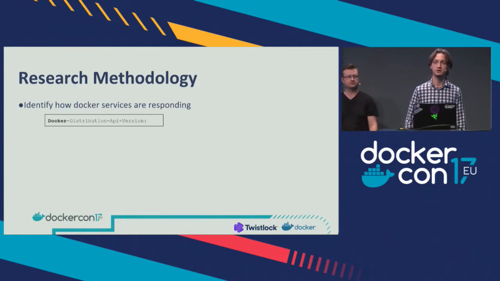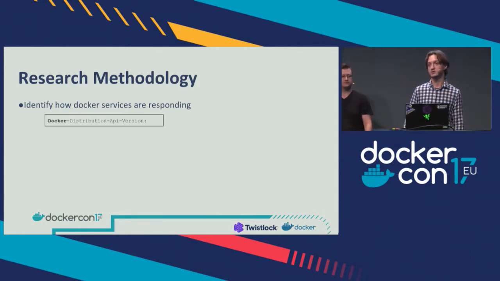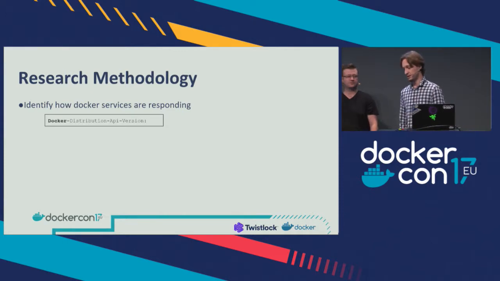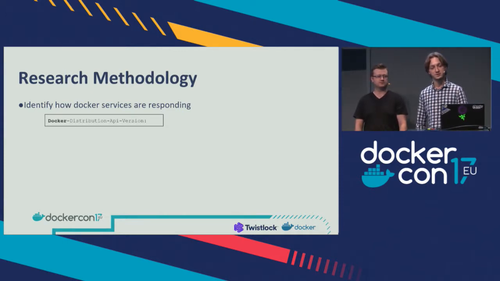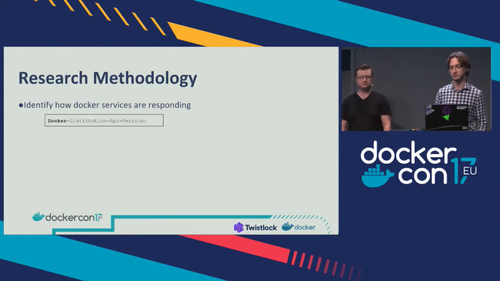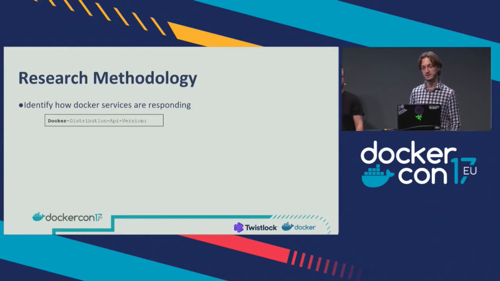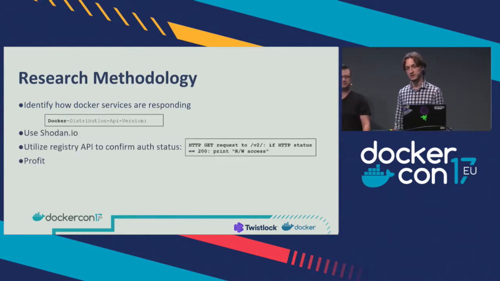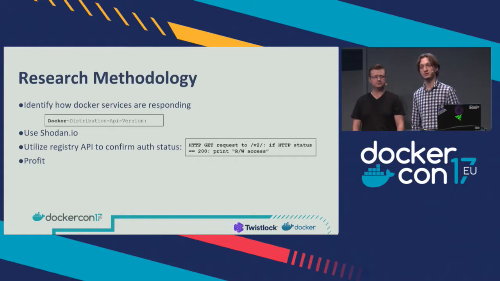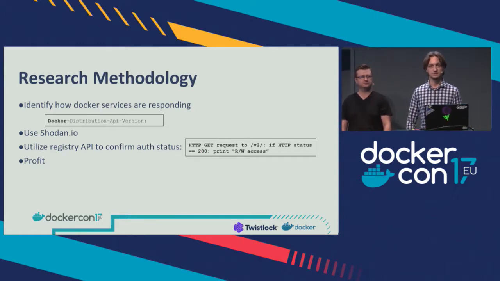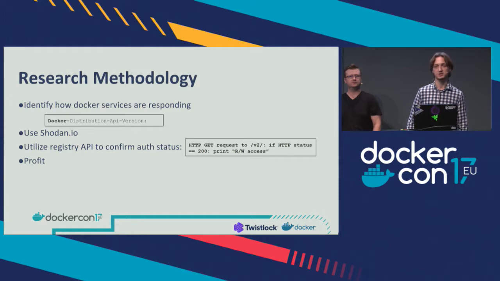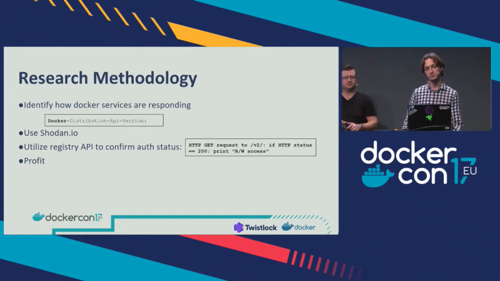I would like to bring up the research methodology. The first mission was to identify the Docker registries. So how do we do that? Docker adds this HTTP header to the responses of any HTTP request that you send to it. Once we know that this is how it responds, we can utilize Shodan.io in order to find potential targets. If somebody isn't familiar with Shodan.io, it's essentially a search engine for internet services. You can just put this header into the search engine, and it's going to return a long list of results.